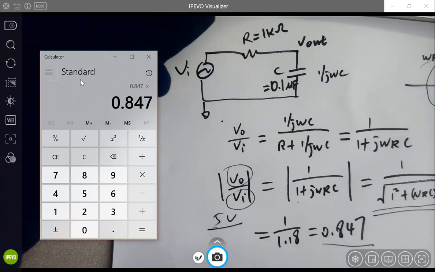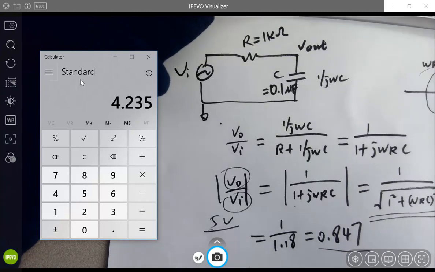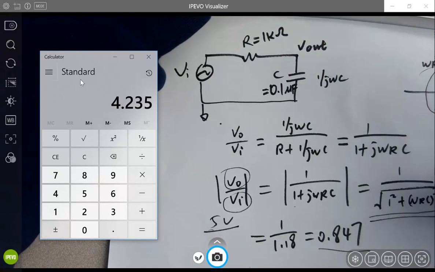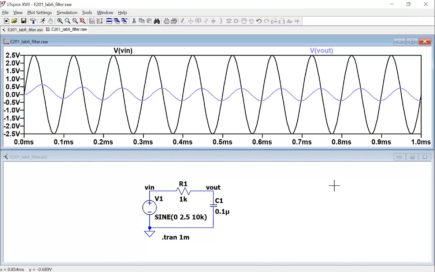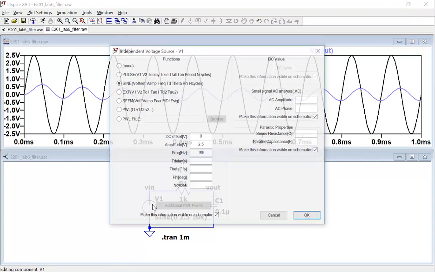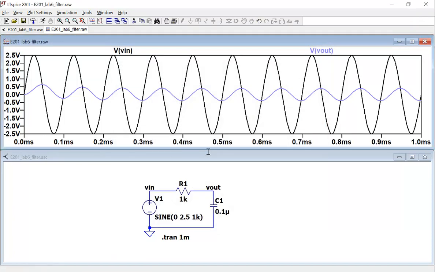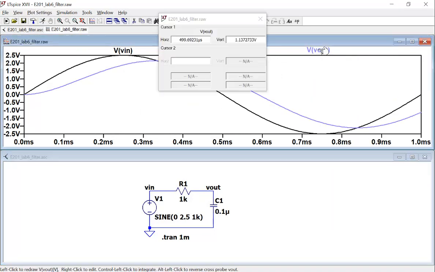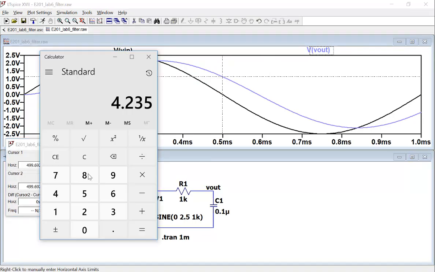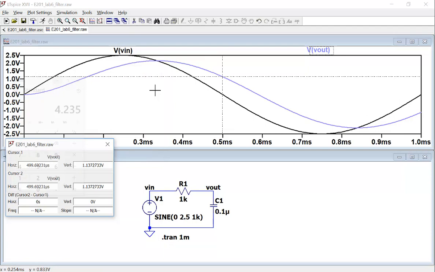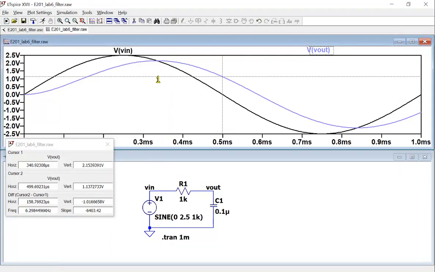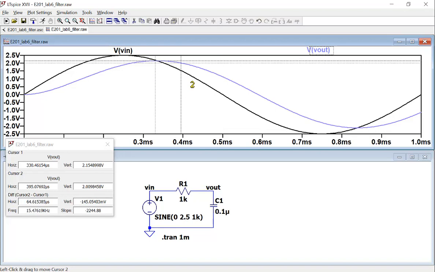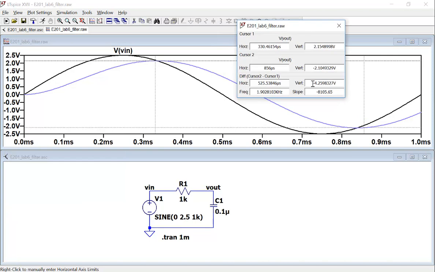0.847 times 5 volts, 4.235. That is the VL you are supposed to get. And now we come back to here. And the frequency is 1K instead of 10K. And now let's verify it, see if that works as we expected. So we are expecting 4.235 volts for the output. And now let's measure it. I'm pointing to the peak and then to the bottom peak. And that's very close to the theoretical result.